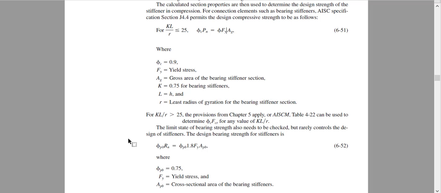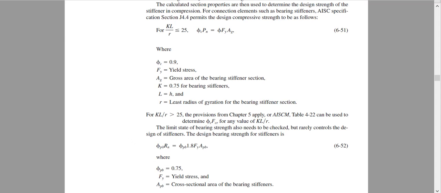Today we will start stiffener design. Before starting, let me remind you that this portion is a little difficult and a little confusing to follow. So please stay with me. So first of all, why do we need a bearing stiffener?